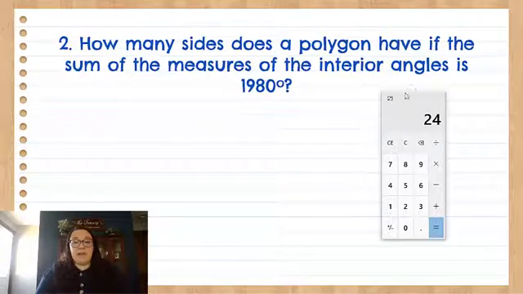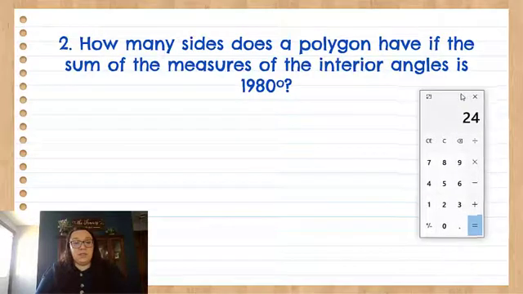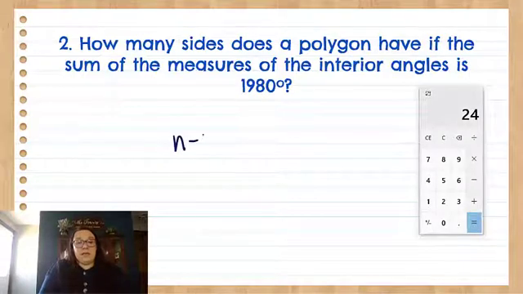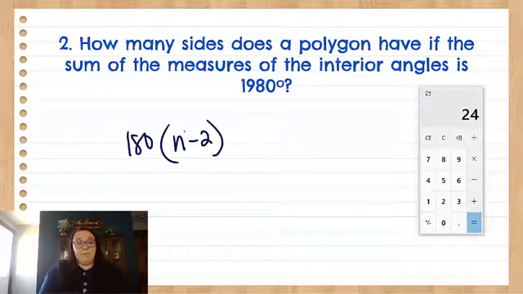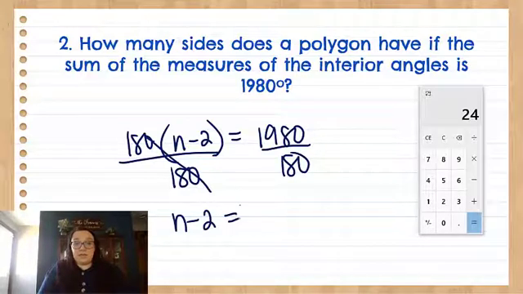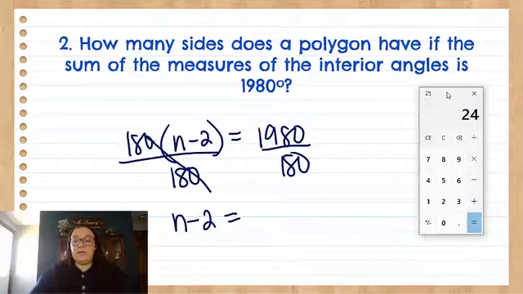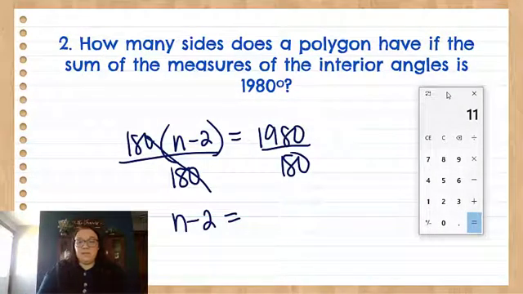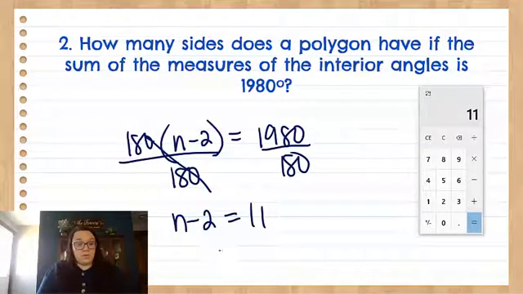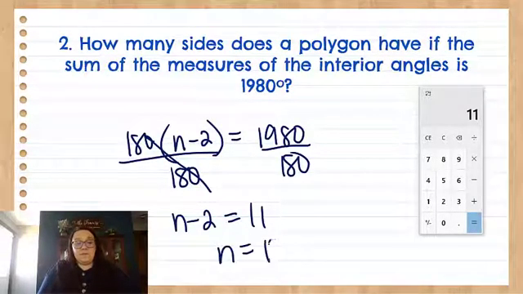Number 2, how many sides does a polygon have if the sum of the measures of the interior angles is 1,980? So the sum of the interior angles is n minus 2 times 180, and we know that sum is 1,980. Let's divide both sides by 180 to solve. On the left, I'd just have n minus 2, and on the right, I'd have 1980 divided by 180, which is 11. I can add 2 to both sides to find out that the number of sides we have is 13. So this is a 13-gon.